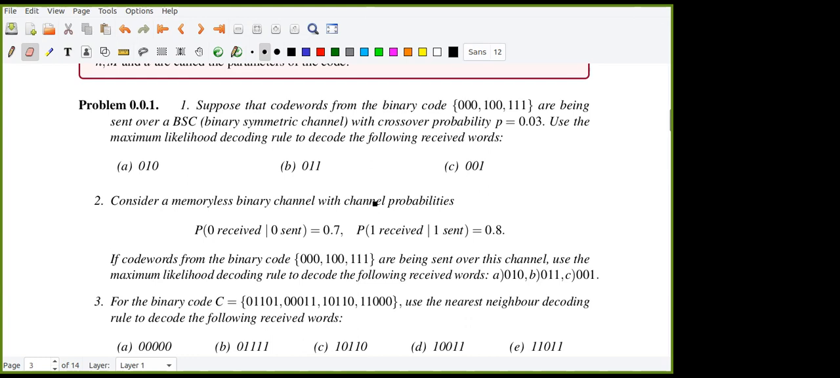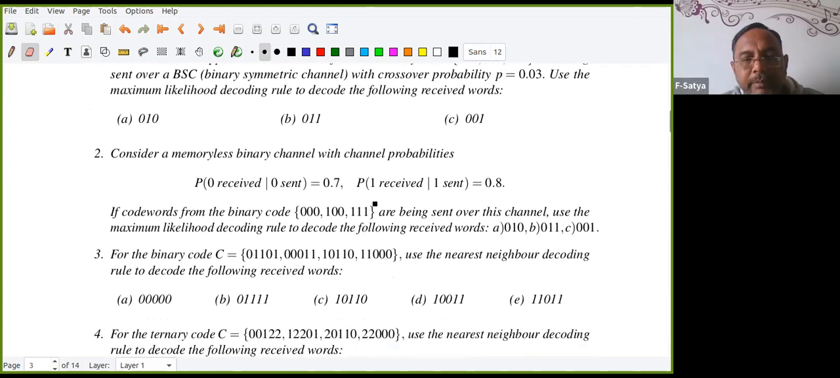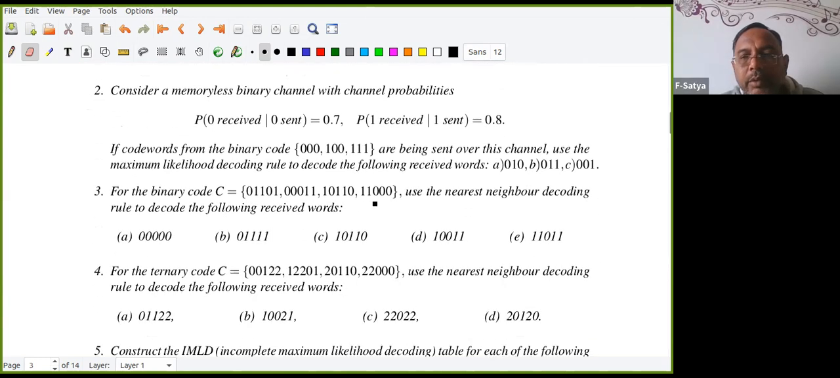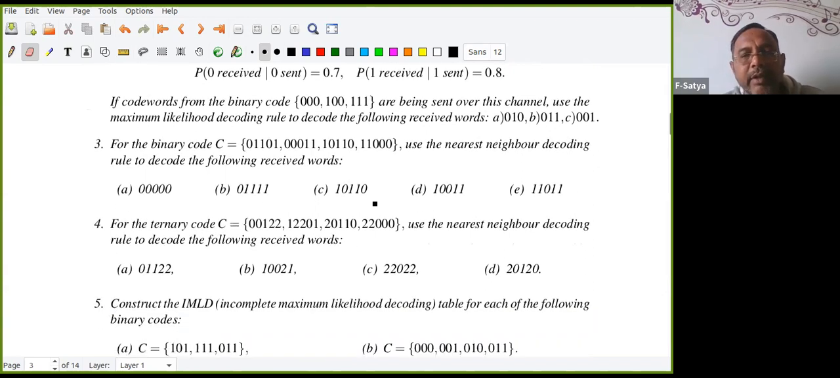Now, similarly, other questions can be asked. There is some little modification here and there, so you can work it out easily. It is the nearest neighbor decoding rule now. Now you can do it directly here.